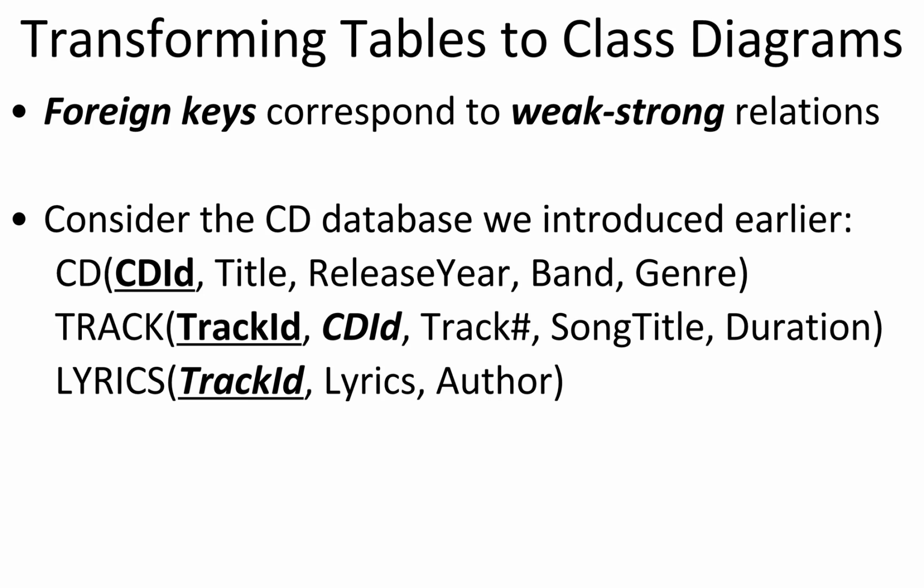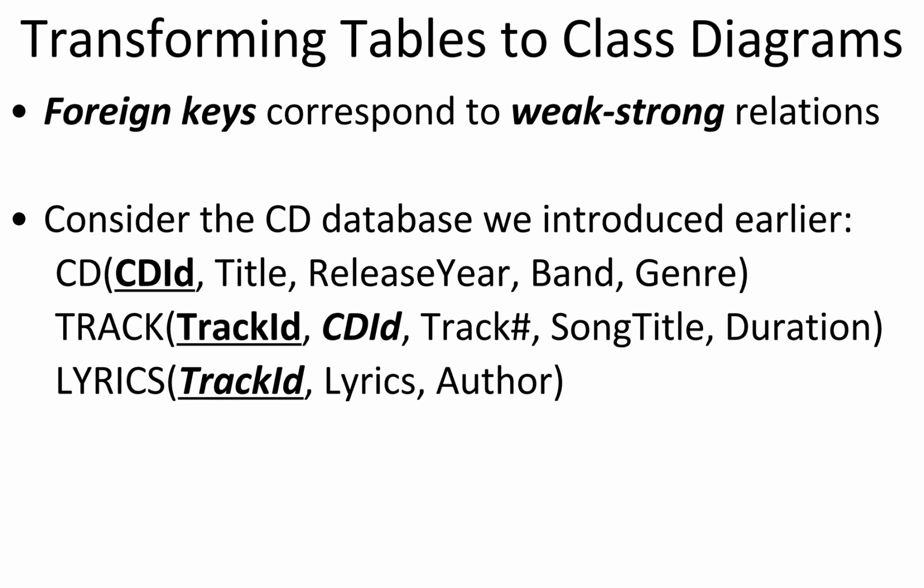So we'd like to do that. So let's look at transforming some of these. Let's consider the following classes that we looked at earlier. We had CDs, tracks, and lyrics. And if you remember the nomenclature, the bold, underline were primary keys, and I believe bold, italic means that it's a foreign key. I believe that's what it was.